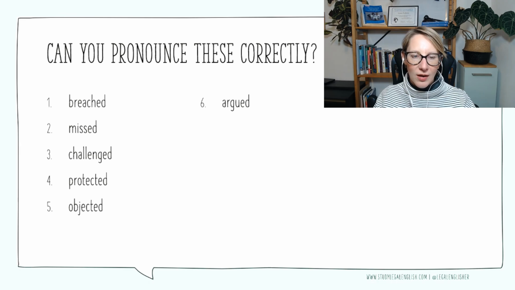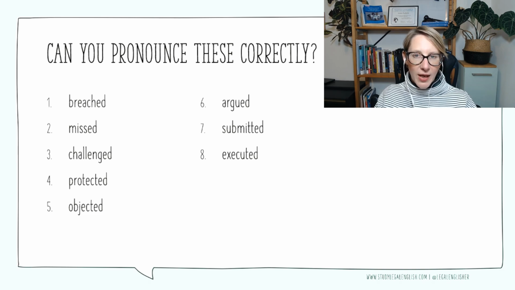Argued, argued, because it ends in a vowel. When we have vowels, we engage our vocal cords, right? So it ends in a hard D. Submitted, submitted. We have the ID ending because it ends in a T, the submit, the base, the root form of the verb, right? Okay.